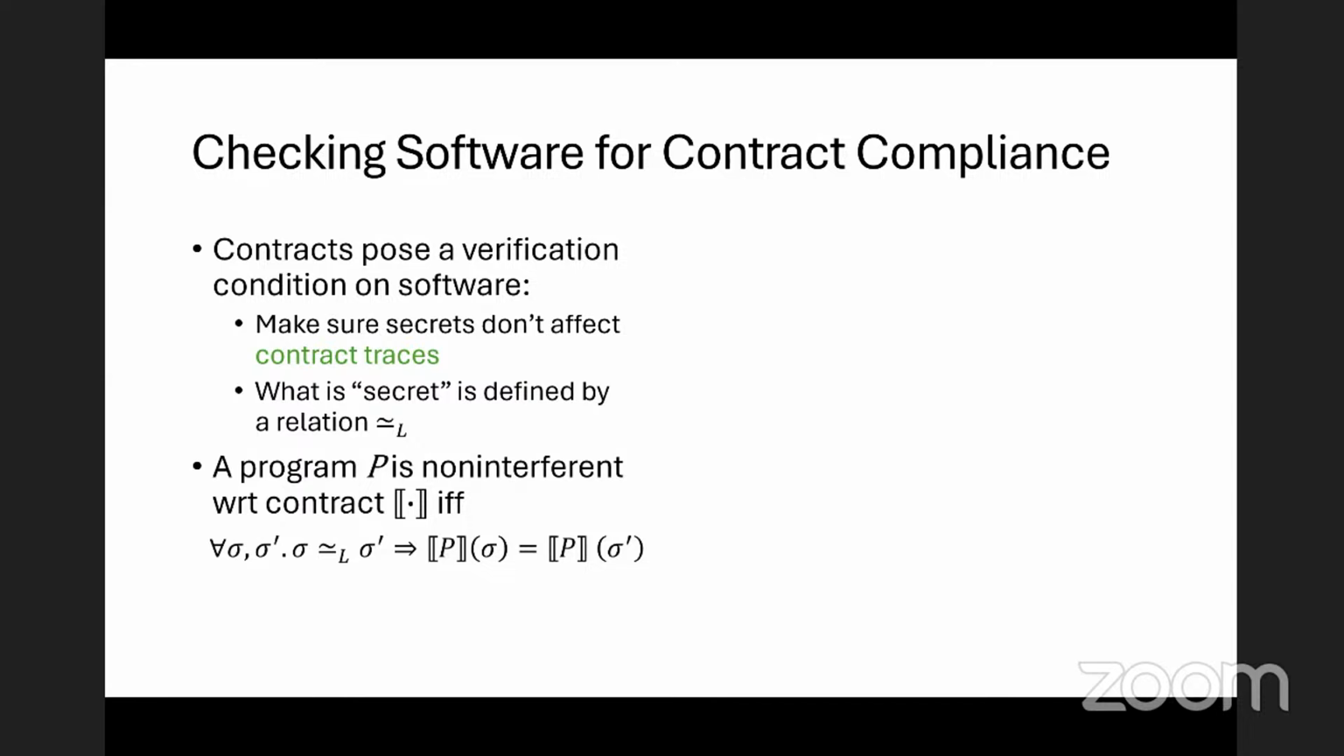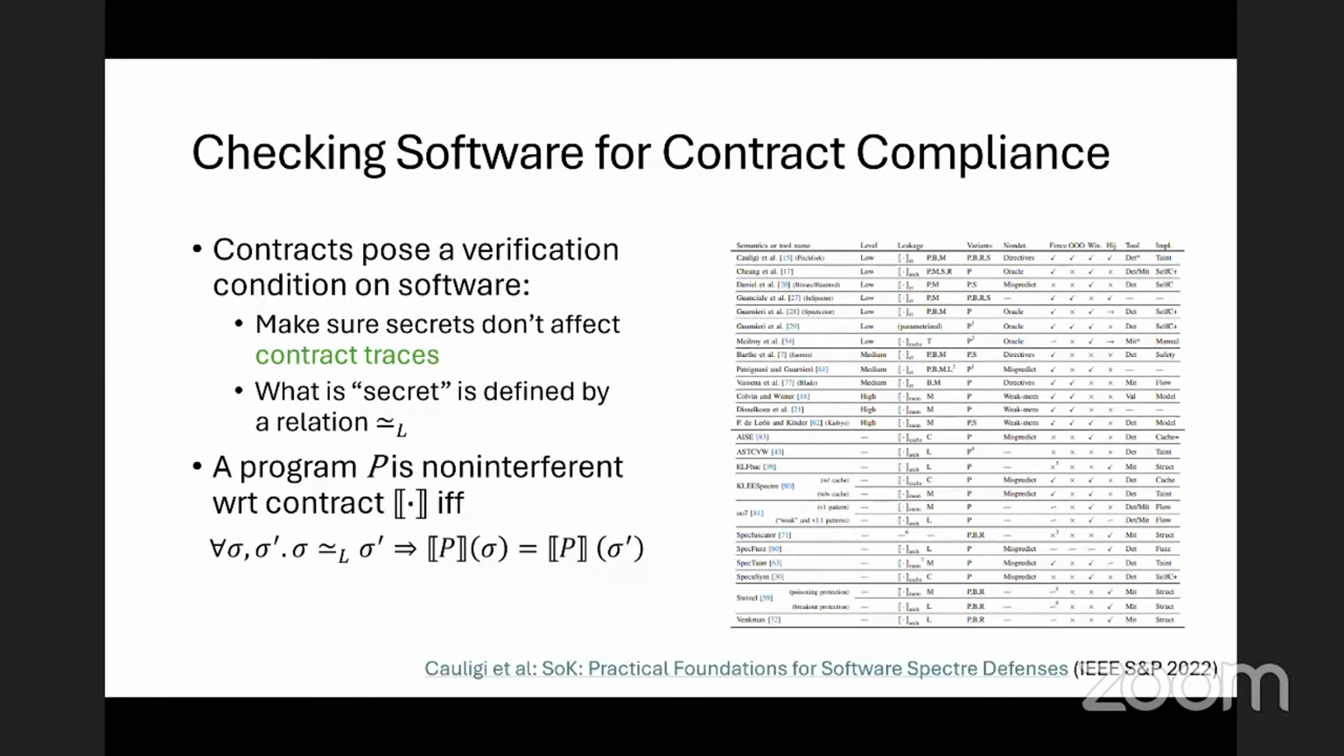So secrets must not affect addresses of loads and stores. Two initial states that differ, say, in your cryptographic key, must have identical sequences of loads and stores. And if you have a CPU with speculation, then it's not just the sequence of loads and stores during sequential execution, but also during all kinds of speculation that you do. So that's the verification condition on software, and people are already doing that. There's already an SoK from 2022, a first systematization of knowledge, with around 50 papers that propose software-facing compilation or analysis techniques.